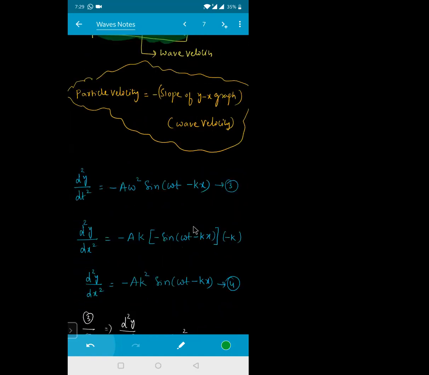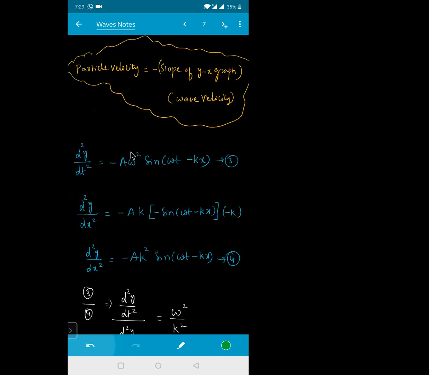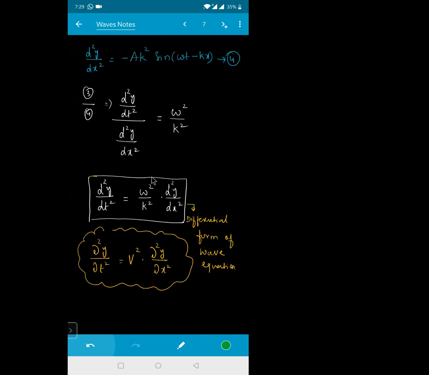Again, differentiating equations 1 and 2, we get d square y by dt square equals this much, and d square y by dx square equals this much. Simplifying and dividing both of the relations, we get the differential form of the wave equation.